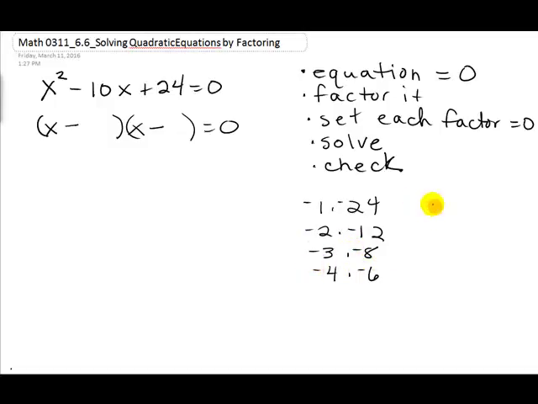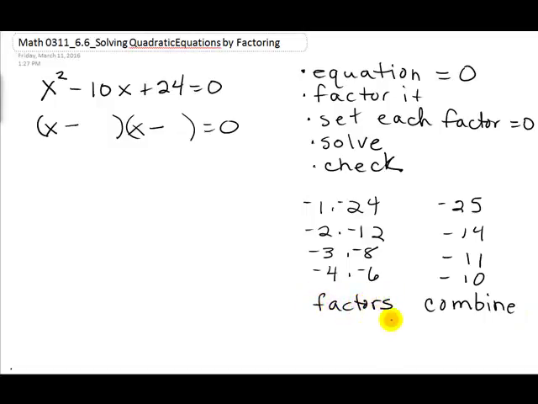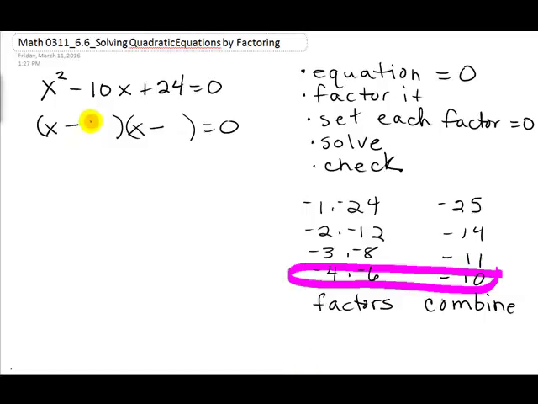and then let's combine them. So that would give me a negative 25, negative 14, negative 11, negative 10. This is when we combine. These were the factors. And we do have a winner. So we have factored. Now we want to set each factor equal to 0.